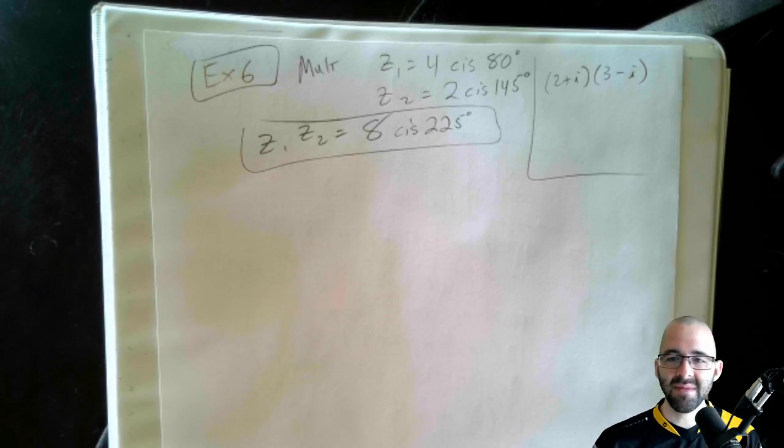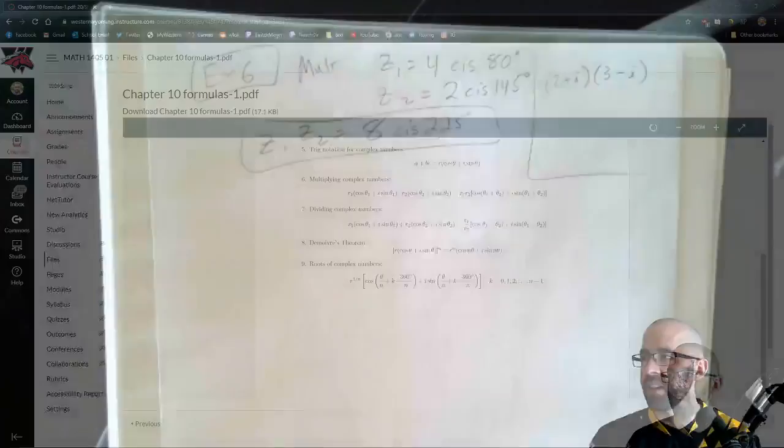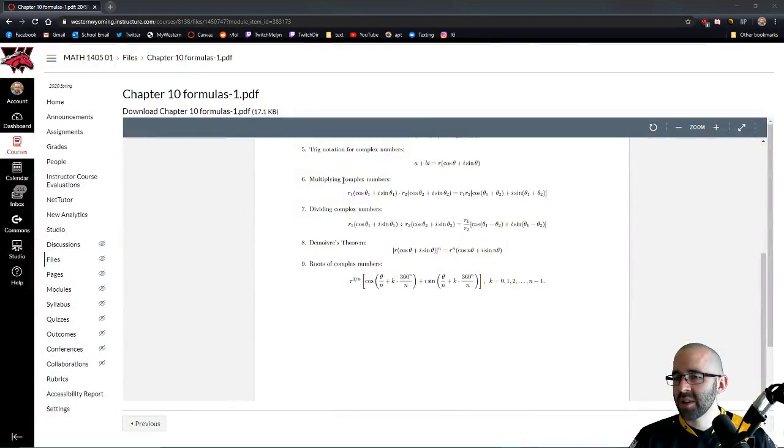Okay? So there's a whole bunch of formulas here. The shortcut for multiplication is this. You just add the angles. The shortcut for division, you just divide the lengths and subtract the angles. It's so easy. You don't have to multiply by the conjugate and FOIL and simplify. Super quick with polar form.